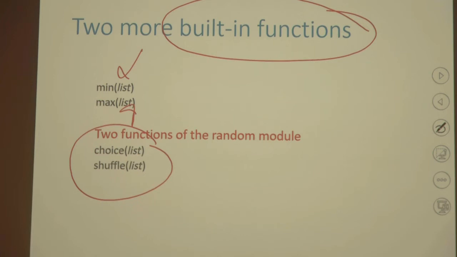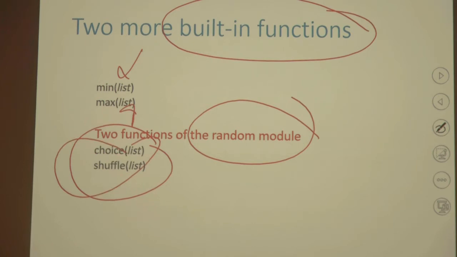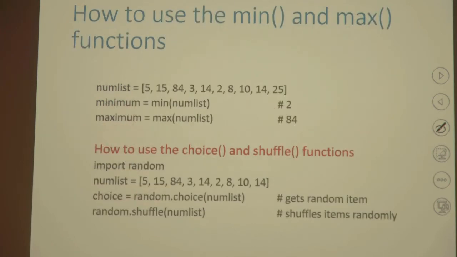It chooses one item randomly. Alright? But for that you have to import the random module. And then shuffle, what does it do? It shuffles the list for you. Useful for many applications. So this is the num list. If I use minimum, it gives me 2, maximum gives me 84.